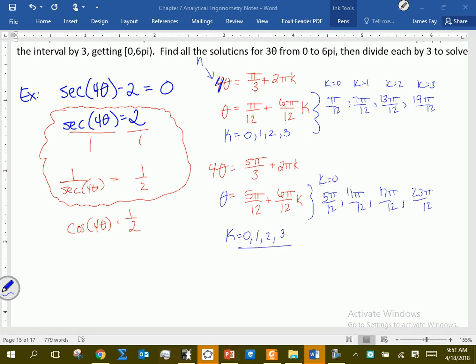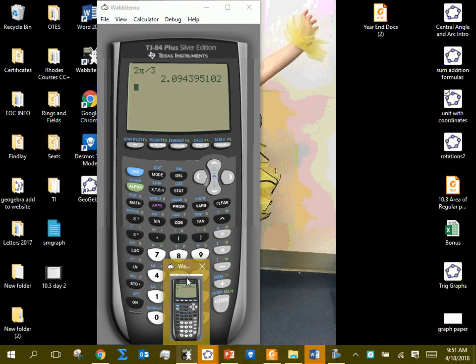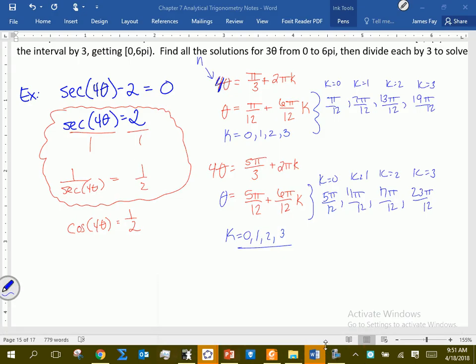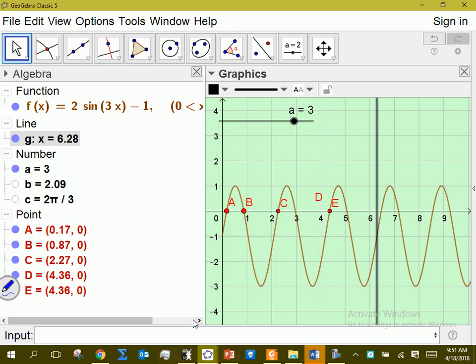So this was when k was 0, k was 1, k was 2, k was 3. And those are my set of solutions between 0 and 2 pi. Okay? So let's see what this means to us graphically.